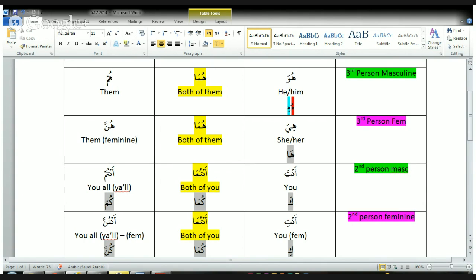No, antunna. أنتن. Remember, what do both feminines end in? Noon with shadda. So hiya, huma, hunna. No, hiya. Go from here. Okay, huwa, huma, hum, hiya, huma, hunna, anta, antuma, antum, anti, antuma, antunna, ana, nahnu.